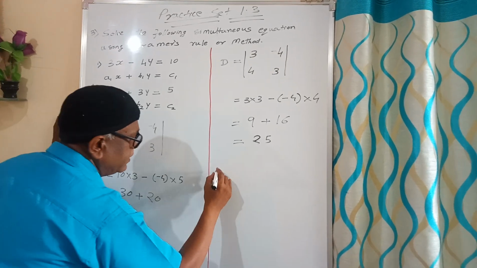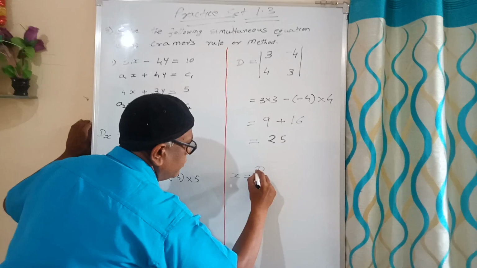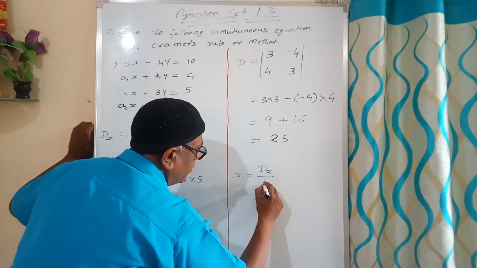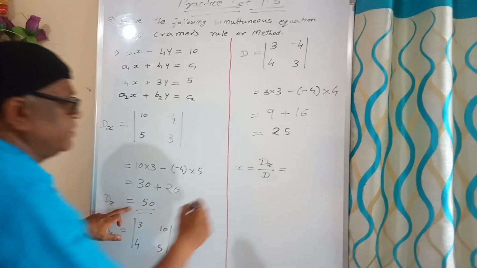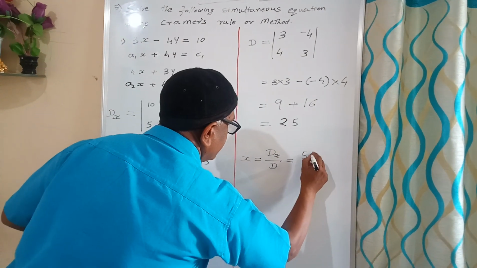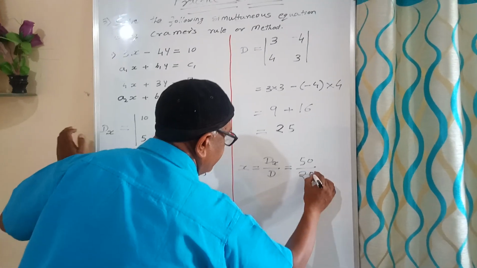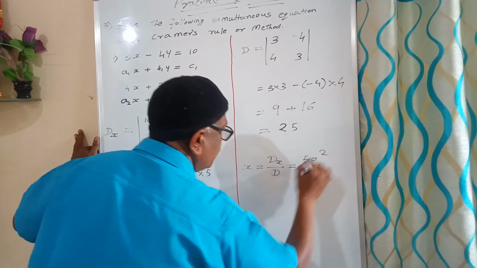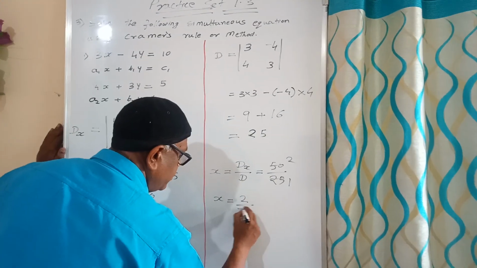Now we are finding x, which is equal to dx upon d. The dx value we have calculated is 50, upon d, that is 25. 25 ones are 25, 25 twos are 50. Therefore x is equal to 2.